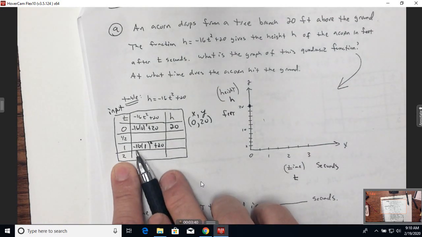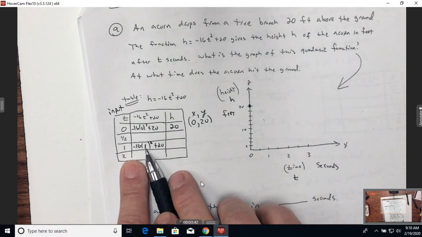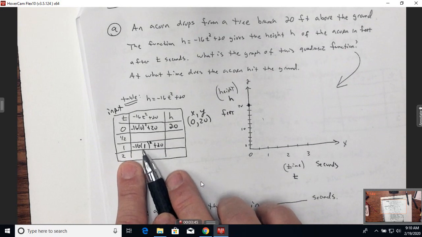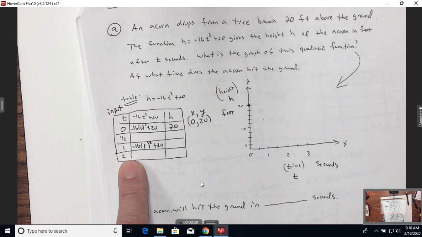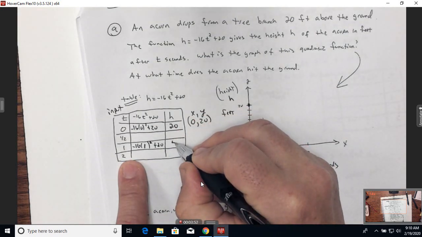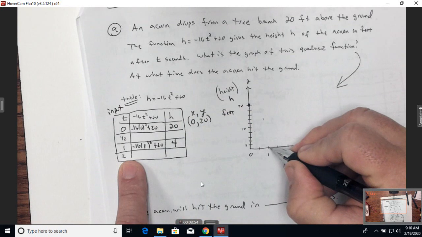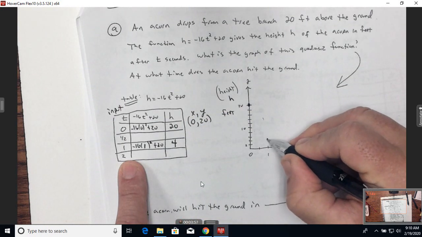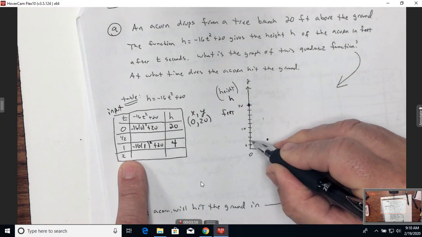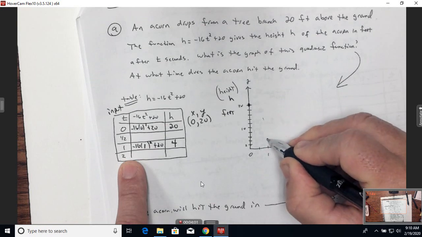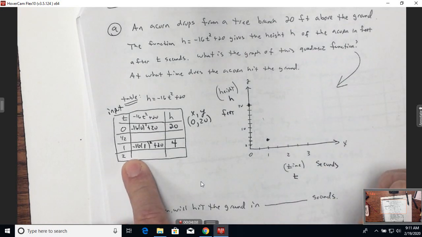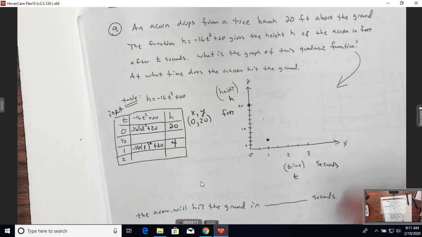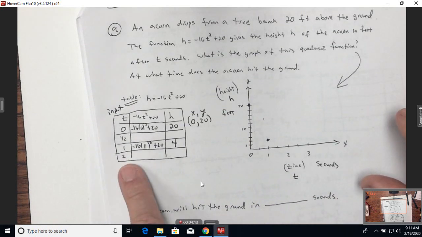So let's plug it in. Negative 16 times 1 squared, and 1 times 1 is 1, so that's negative 16 times 1, which is negative 16 plus 20. What would that give me? Negative 16 plus 20 is 4. So after 1 second, I'm 4 feet, and I'm counting by intervals of 2. Can y'all see that? 2, 4, 6, 8, 10. So after 1 second, I am 4 feet above the ground, so put a dot there. Okay? And then we can find other points on this table. And we could do this with pencil and paper.